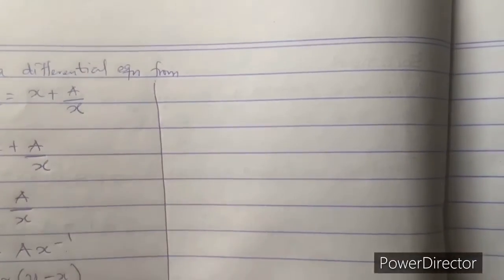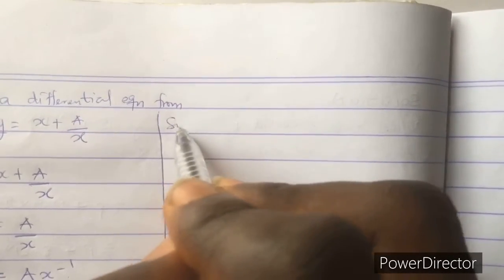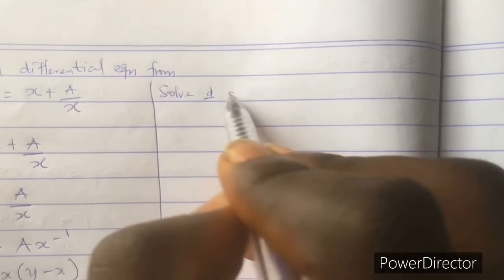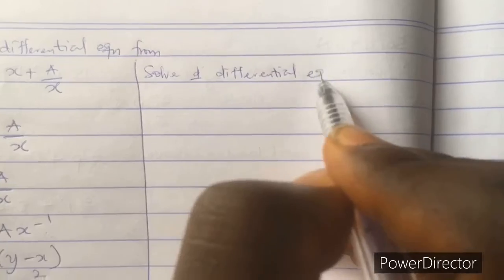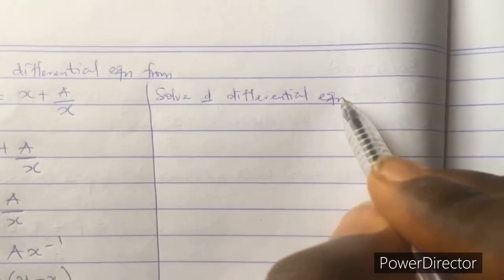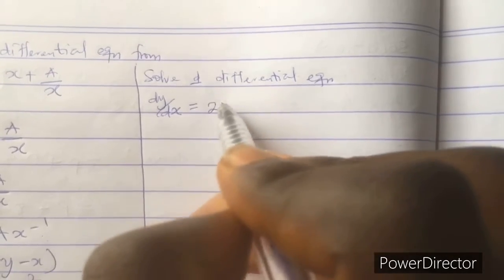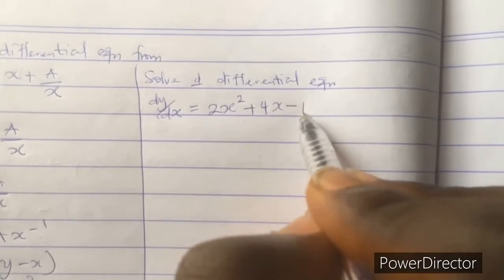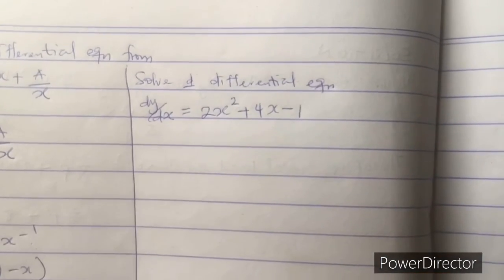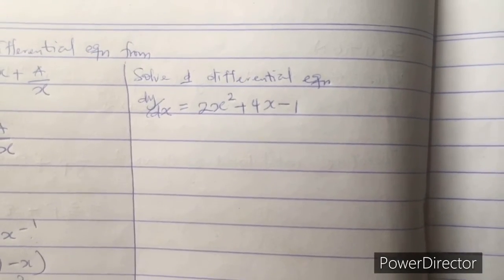Solving example 6.2, we're told to solve the differential equation dy/dx equals 2x squared plus 4x minus 1. Yeah, this is what we have to solve right now.